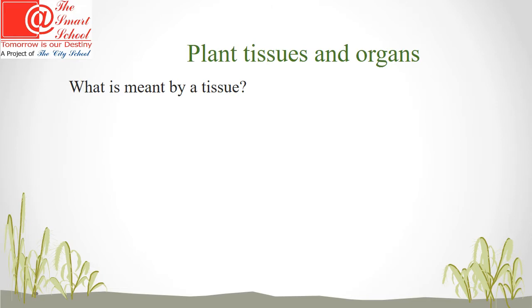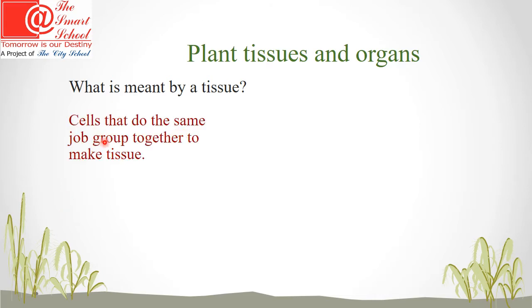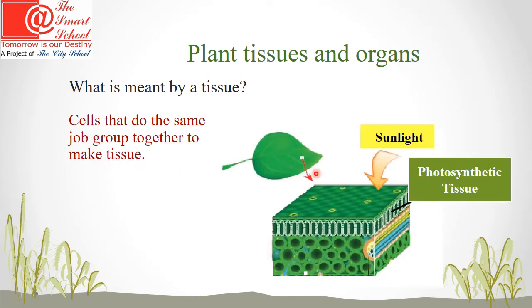Plant tissues and organs. Can you tell what is meant by a tissue? Cells that do the same job group together to make tissue. In a leaf, all the cells that undergo the process of photosynthesis make up photosynthetic tissue. They use the sunlight and do the process of photosynthesis. Since all those cells have the same job, they combine together to make photosynthetic tissue.